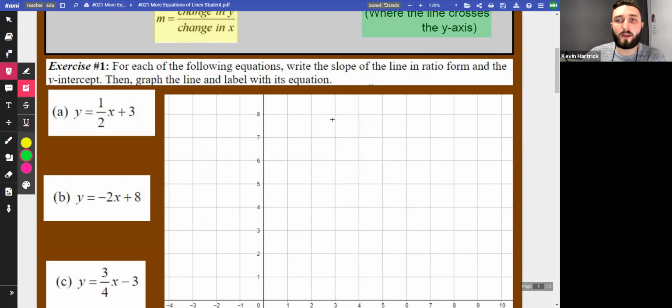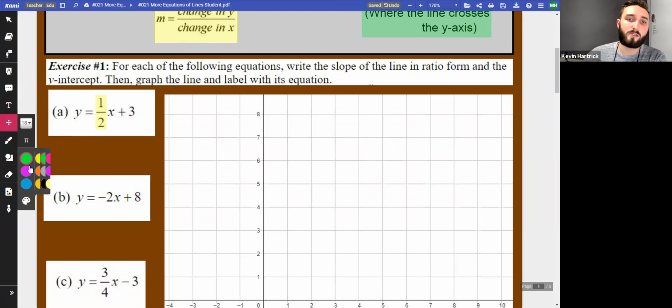It says for each of the following equations, write the slope of the line in ratio form and the y-intercept. Then graph the line and label it with its equation, okay? So we have this equation here, y equals 1/2 x plus 3. Now, we know that this 1/2 is my slope. So I'm going to write that down. My slope in this case equals 1/2, and I denote it as m. So 1/2.